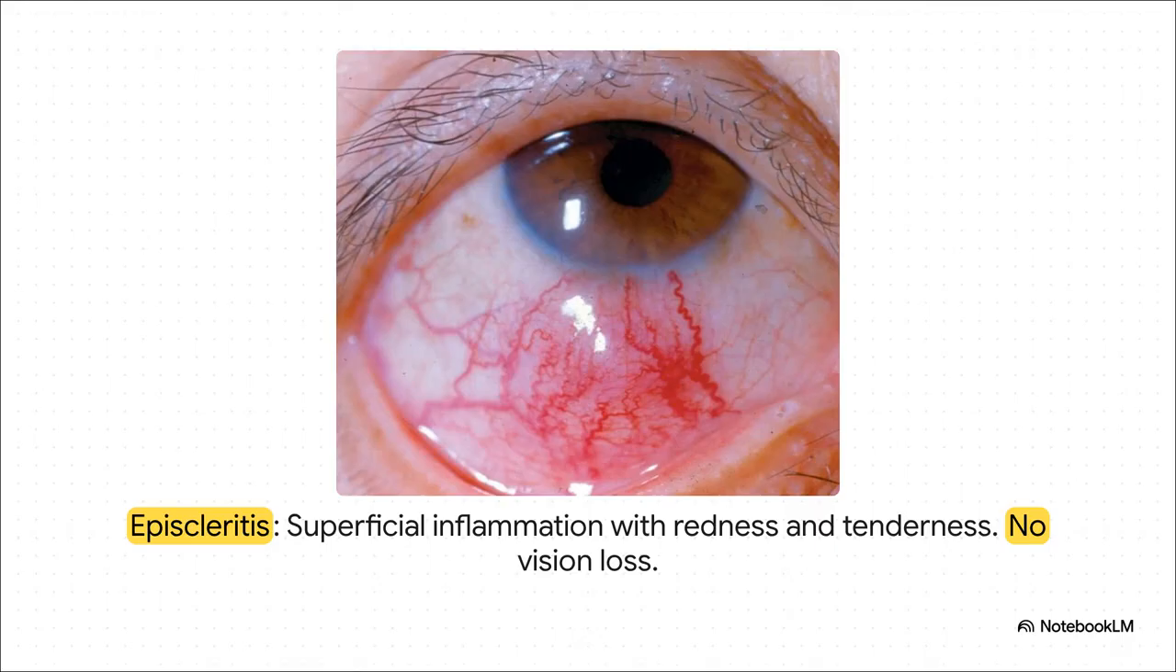And here we have episcleritis. It's an inflammation of that really thin, superficial layer covering the white part of the eye. It'll cause some redness, maybe some mild tenderness, but the key is there's no severe, deep pain and no change in vision. Think of it as the much less scary cousin of scleritis.